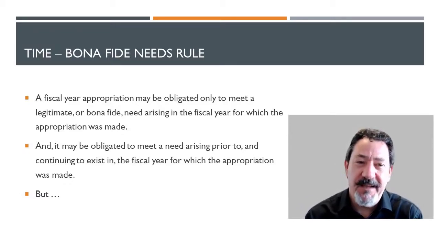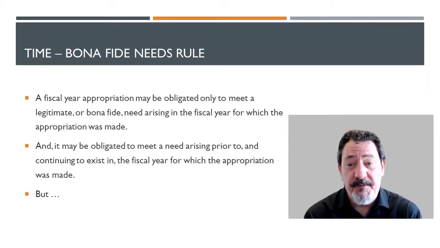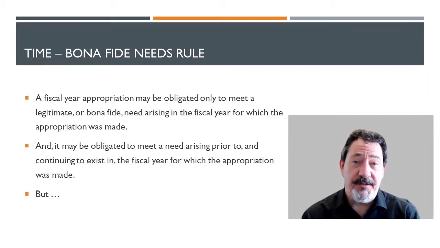Pretty straightforward. The second part says that an appropriation may be obligated to meet a need arising prior to and continuing to exist in the fiscal year for which the appropriation was made. So assume it's early fiscal year 2022. And I had a need that arose late in fiscal year 2021, but I was out of money. I didn't have enough money to fund this thing that I needed. So this unfunded requirement rolls into 2022. I now have my 2022 appropriation. This need continues to exist. I can buy it with my FY22 money.